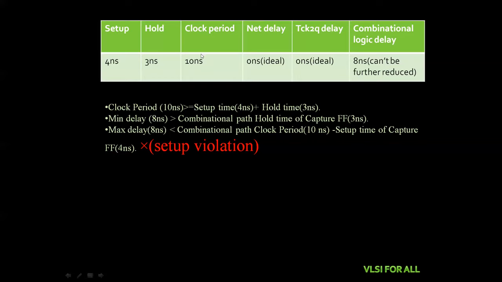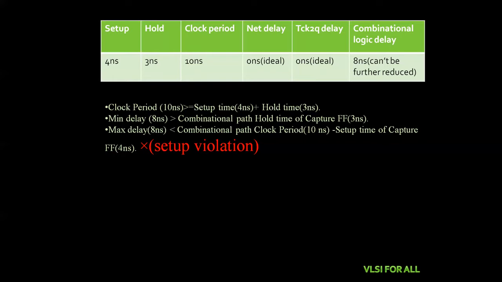For example, let's calculate the setup time condition. 10 minus 4 means 6 nanoseconds. So we need the input to be stable before 6 nanoseconds. Here the combinational logic delay is 8 nanoseconds, which means the input stabilizes after 8 nanoseconds, but it must be stable before 10 minus 4, that is 6 nanoseconds. Here the condition is not satisfied.